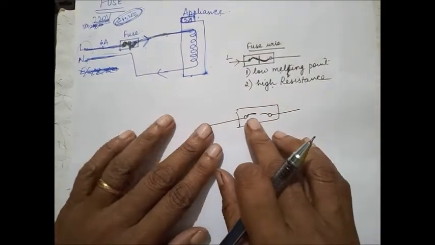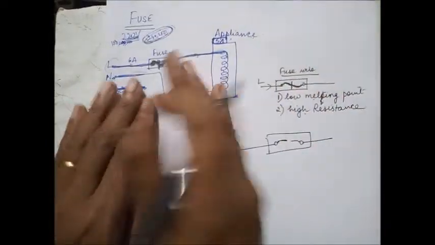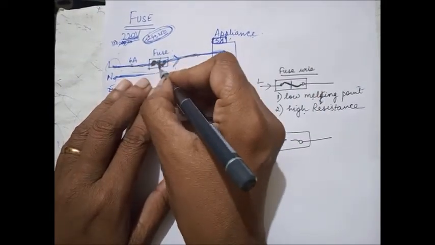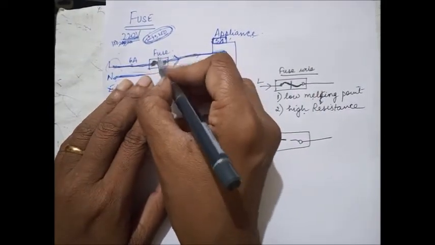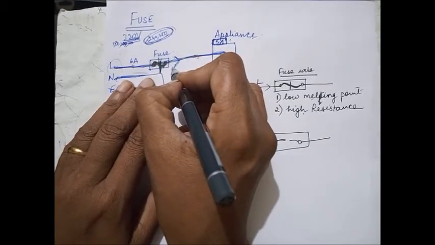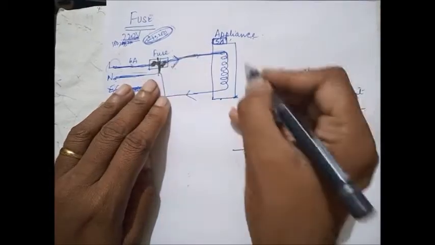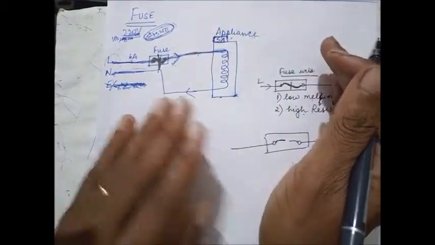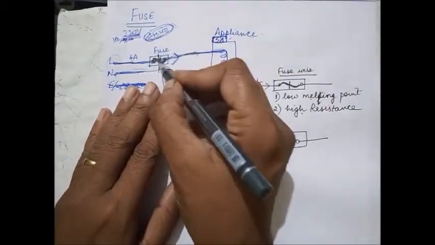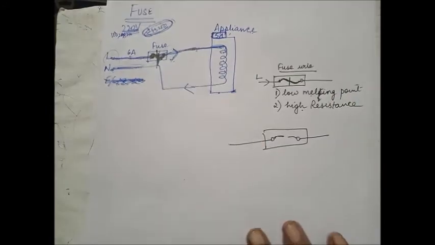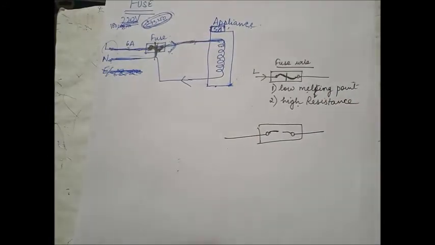So fuse is for a safety purpose, and it should be connected before the appliance, so that whenever high current goes, it will melt and cut off the current. When it cuts off, current will automatically stop flowing. It's like a gate: when it opens, current will not flow, and so the appliance will be saved. You can just open the fuse, change this wire, and again it will start working. Hope you understood about fuse.